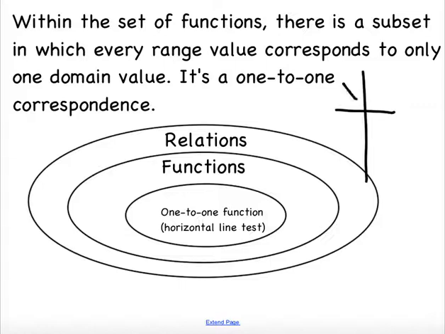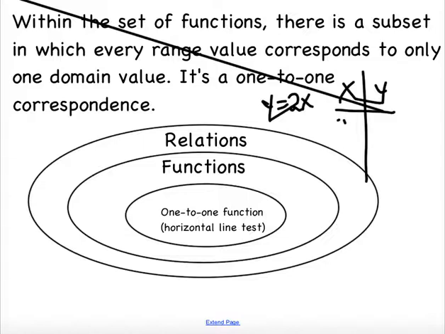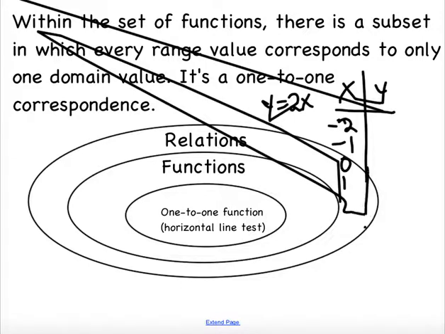Let's say we have y equals 2x. We want every input value, so -2, -1, 0, 1, and 2. We're going to get -4, -2, 0, 2, and 4. We want to make sure that all of our output values have one and only one input. So we have one input gives us only one output. That gives us a function.